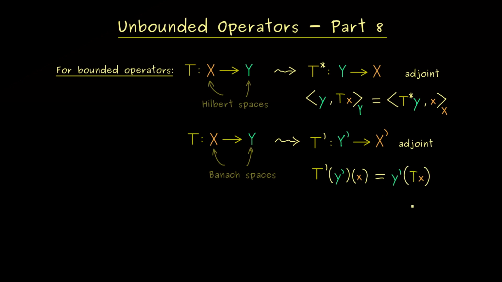And there you should see, we don't have a problem. We can use this equation as the definition for T prime. We just have to say that it holds for every functional on y and for every point x in x. So there we have it. This is our adjoint operator, and it sends linear functionals to linear functionals.